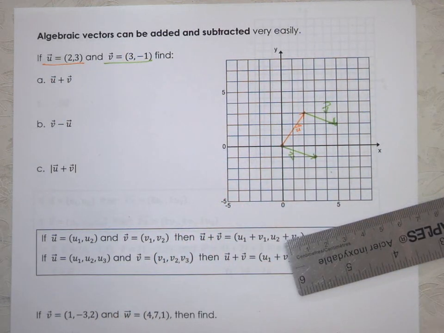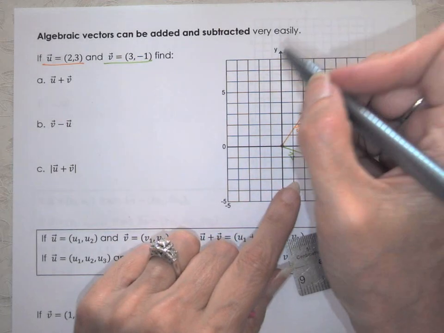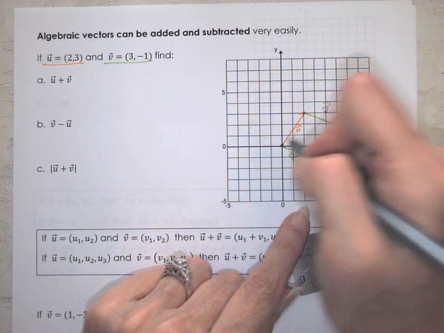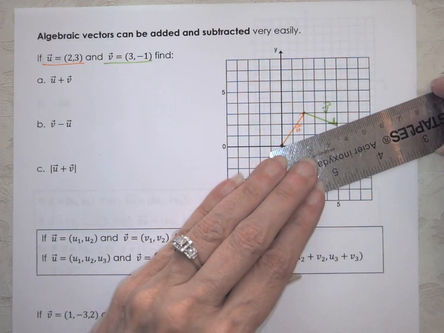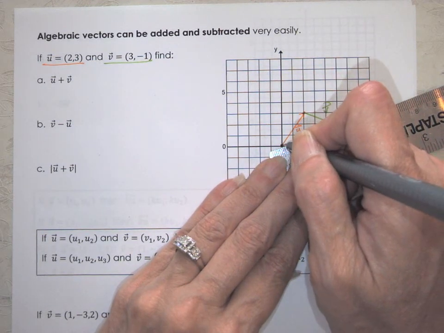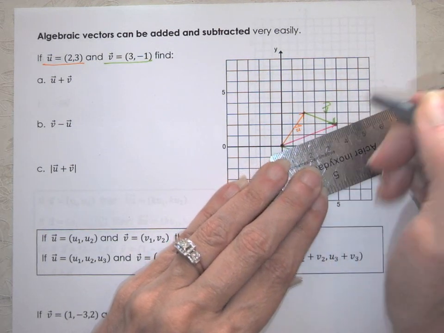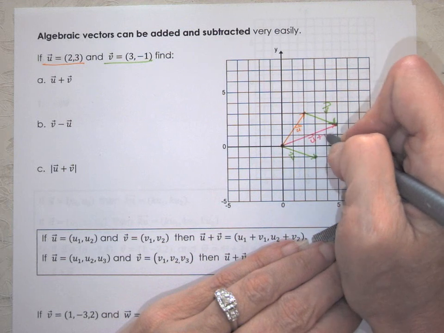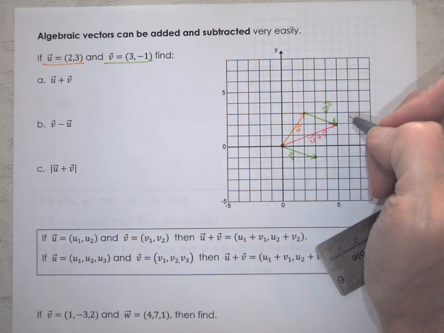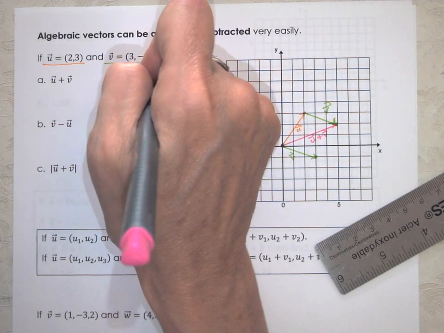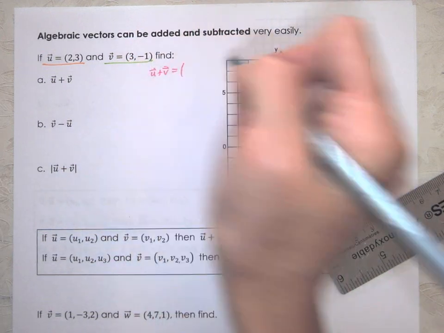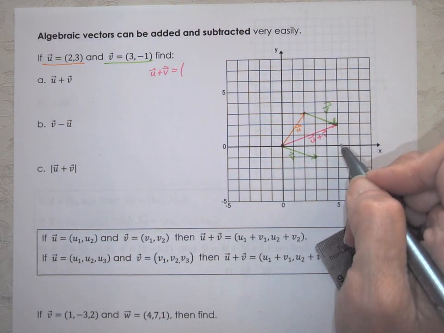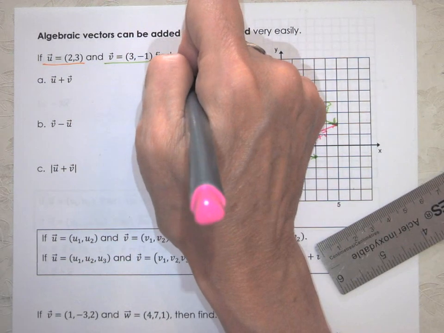And then u plus v vector is going to be from the tail, from 0, 0, from the tail of vector u to the tip of vector v when they're added. So here, this is vector u plus v, which we can visually see is going to be 5, 2.